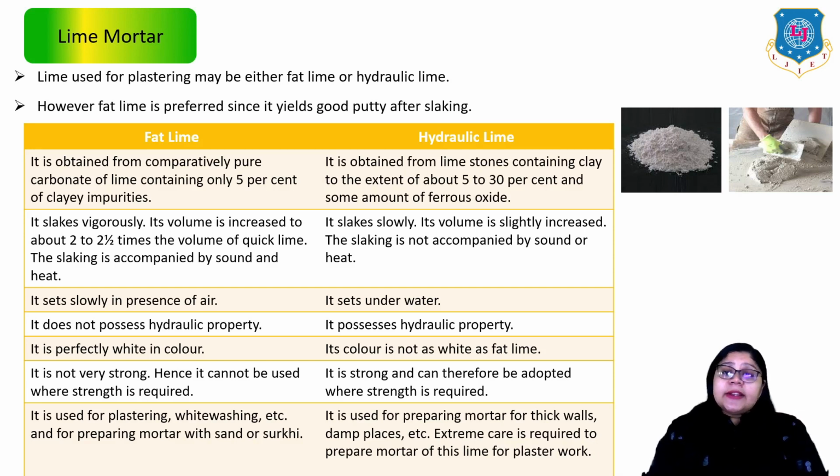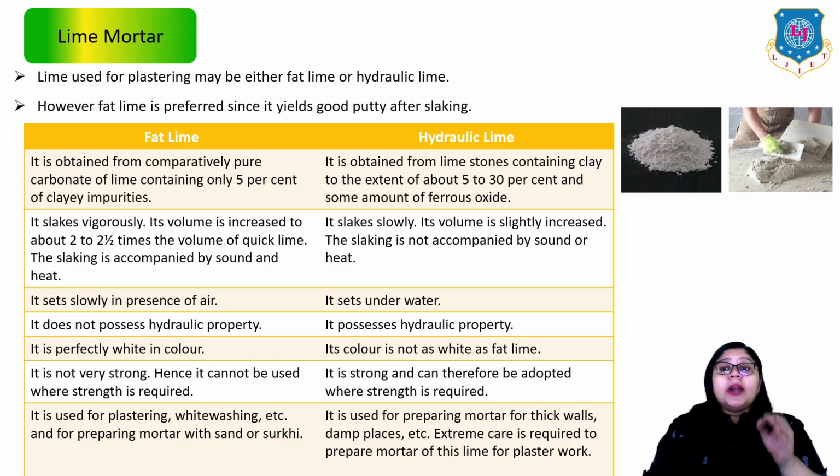For fat lime, I can say it slakes vigorously. Its volume is increased to about 2 to 2.5 times the volume of quicklime. So the slaking is accompanied by sound and heat. But in the case of hydraulic lime, it slakes slowly. Its volume is slightly increased and the slaking is not accompanied by sound or heat.